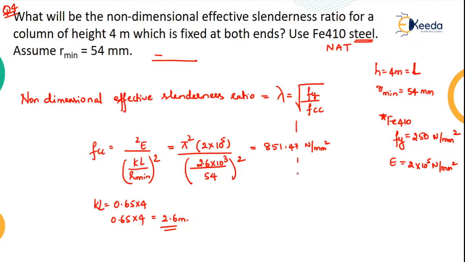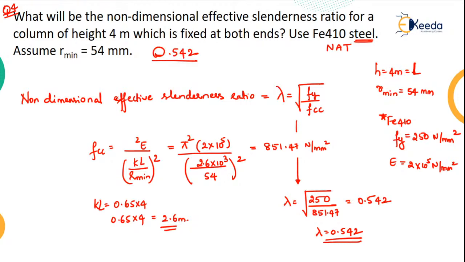Now, what will be lambda? I'm writing the lambda value here. Fy, that is 250, divided by 85147. So this will give a value equal to 0.542. So lambda is equal to 0.542. In this question, they've not mentioned up to how many decimal places you want to write, so whatever you have got, please write that value. But in the exam, it will be mentioned exactly for 3 decimal places or 2 decimal places.